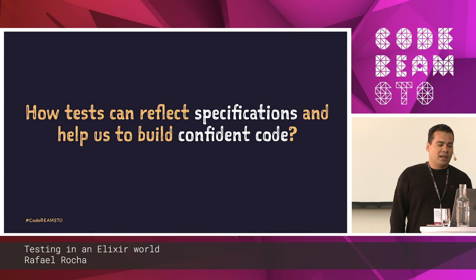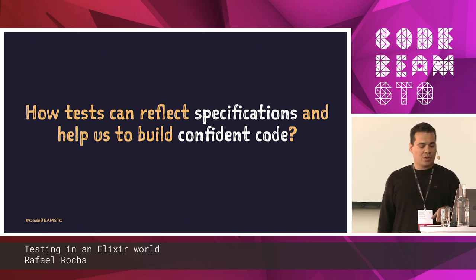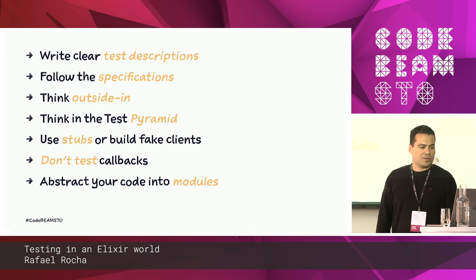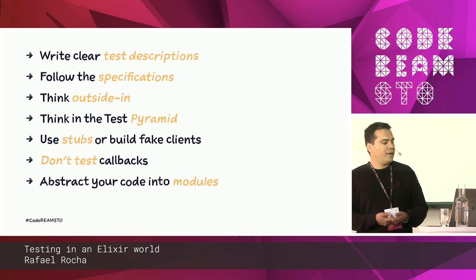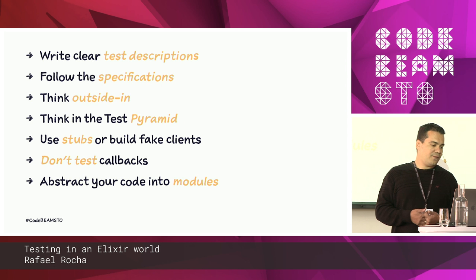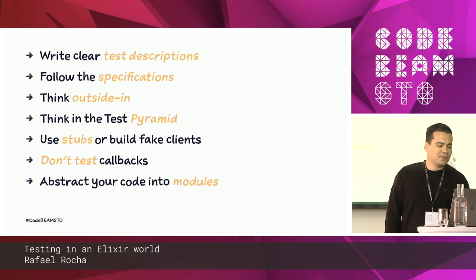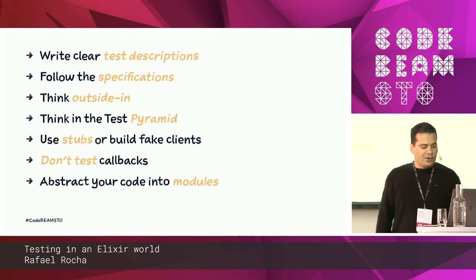Cool. So in the beginning, I talked about how tests can reflect the specifications and help us to build confident code. And those are the final results. Write clear test descriptions, follow the specifications, think outside-in, think in a test pyramid, use stubs or build fake clients, don't test callbacks, abstract your code into modules.